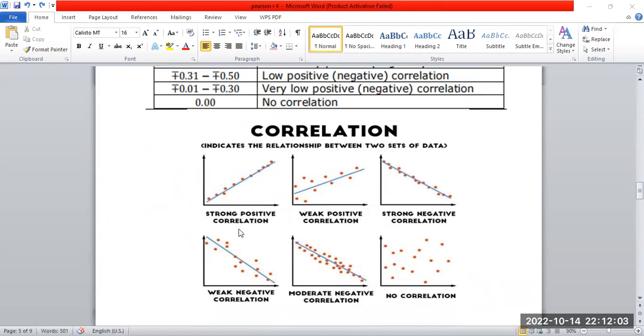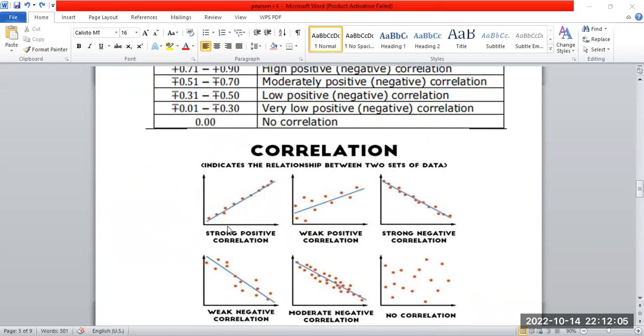So for strong positive correlation, as you can see, it's the opposite of strong negative correlation. So the data, if we plot this one, parang nasa, they are all in one line. Hindi naman siya totally in one line, pero that is a positive correlation. So magkakalapit lang sila and almost nasa isang line.